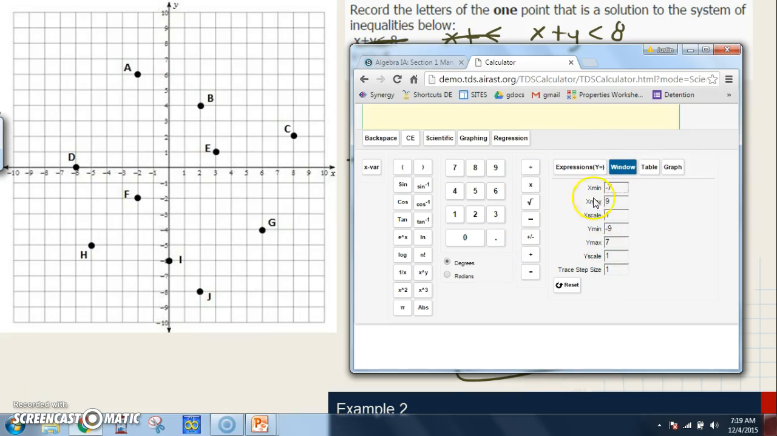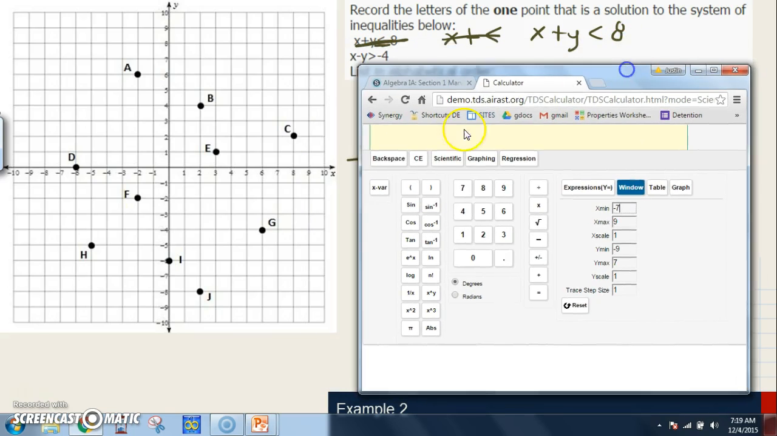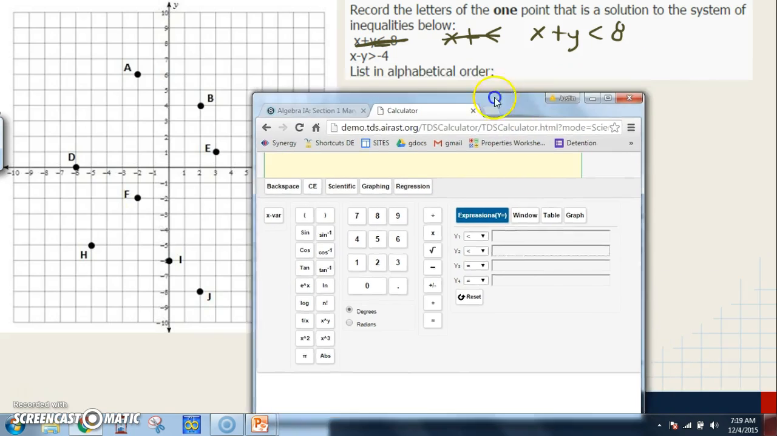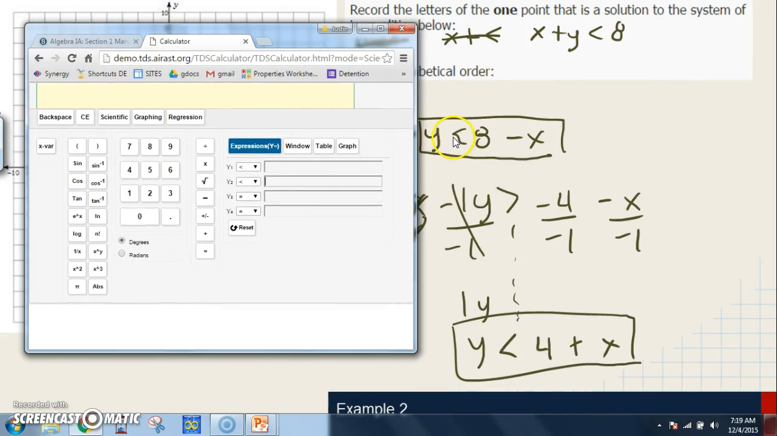Before I enter in my values, I'm going to set up my window. And because the coordinate points are the exact same, we can leave the window the way we had it when we did the last example. I'm going to go here and delete these inequalities, and then I'm going to type in the new ones. So I have y is less than 8, so y is less than is already set up, and we have 8 minus x. That's good. Second one, y is less than as well, and we have 4 plus x. Now we can hit graph.